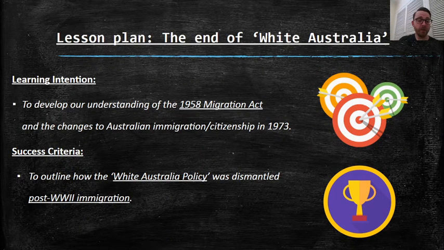In this lesson we are looking at developing our understanding of the 1958 Migration Act, a law that changed the way migration occurred in Australia, and changes to not just Australian immigration, but national citizenship, in 1973. We're looking at those two events because they effectively led to the end of White Australia. That's our success criteria: to outline how those events contributed to the dismantling of the White Australia policy.